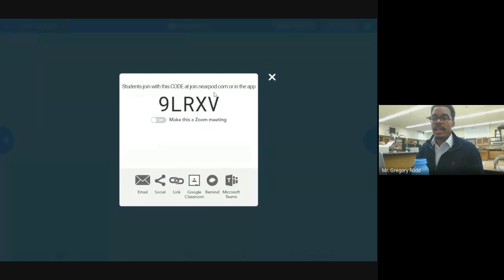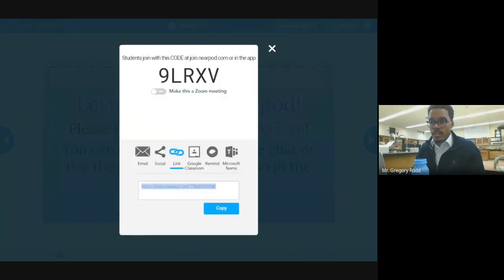So please navigate to join.nearpod.com and enter the code 9LRXV. Let's see if I can. I'm working on 2 totally different systems today, 2 different computers, so I can't just copy and paste that. share.nearpod.com/7FEPBTGWKDB. So that link should work for you.